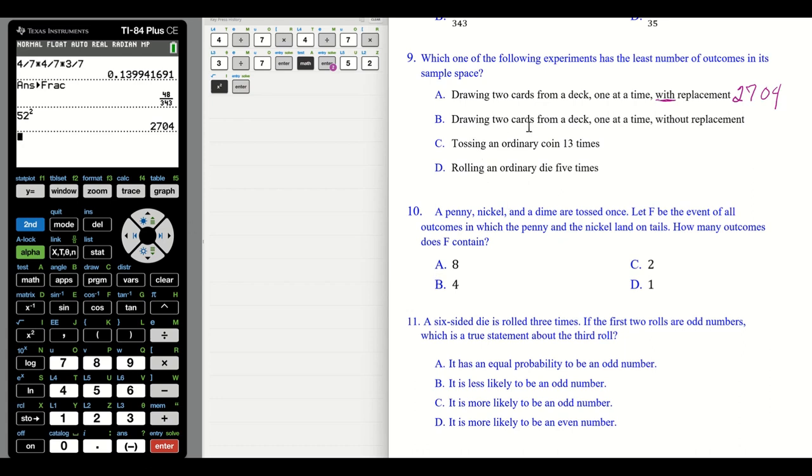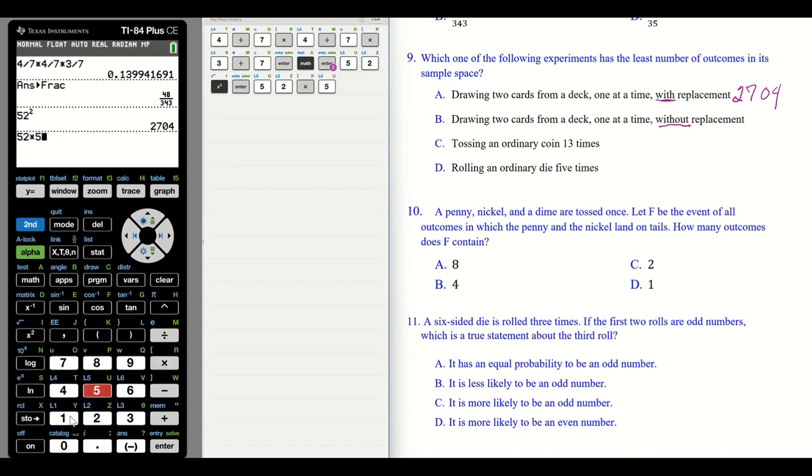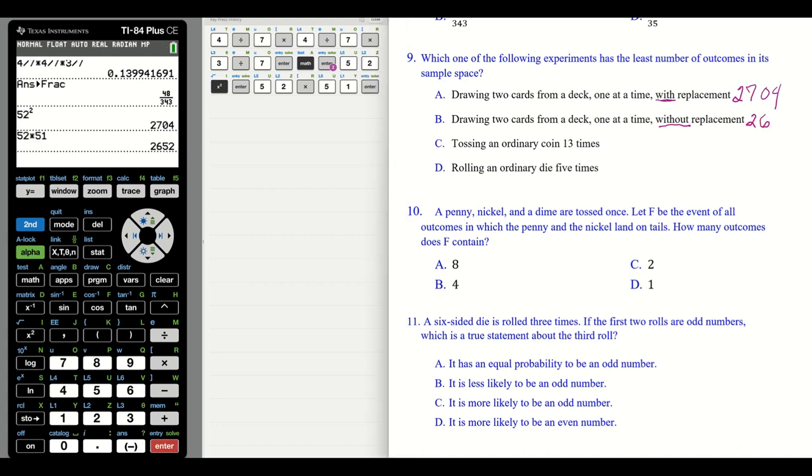B, we are drawing 2 cards from a deck one at a time without replacing. That changes it very slightly. That will be 52 cards. Then we take one out. Then that's times 51. Enter. That's 2,652. Well, that one is less, so we can mark out A.